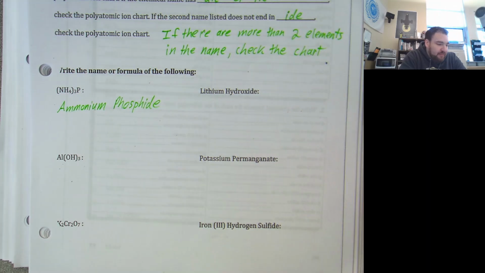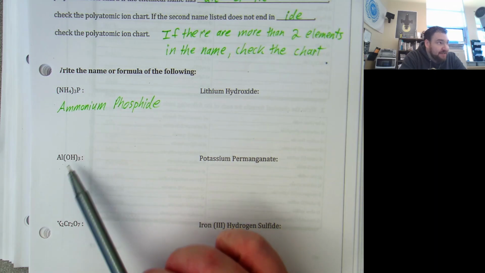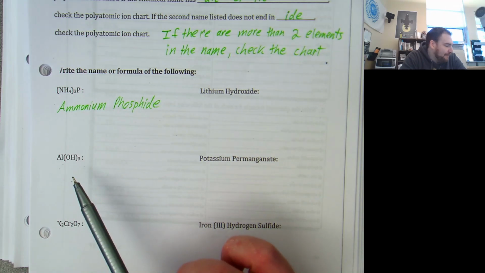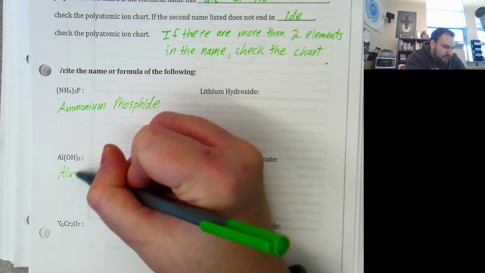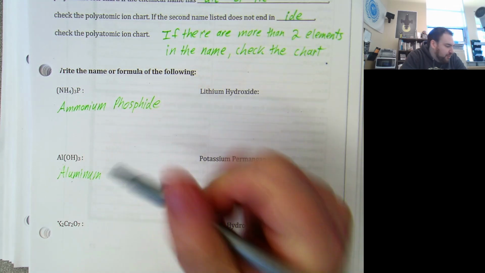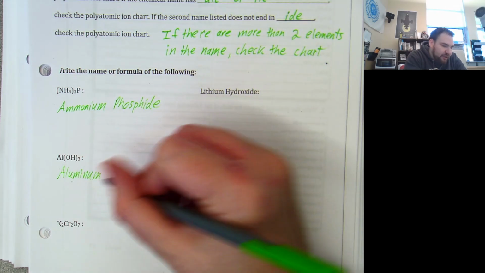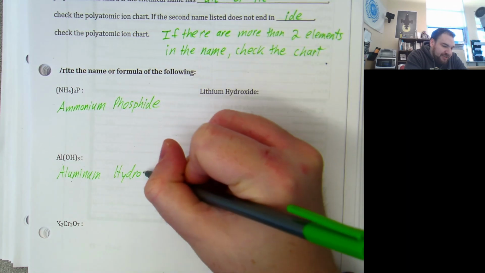Let's go down. I've got Al(OH)3. The thing in brackets is the polyatomic ion. So what's OH? It's hydroxide. So Al is aluminum. Does aluminum have multiple charges or only one? It's only got one. So aluminum's aluminum, and OH is hydroxide.